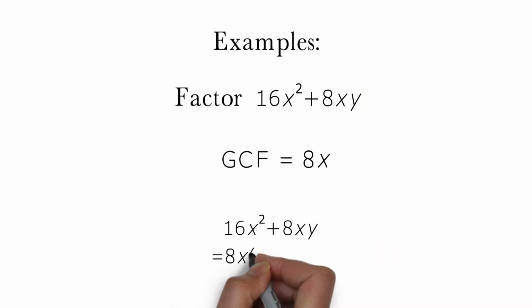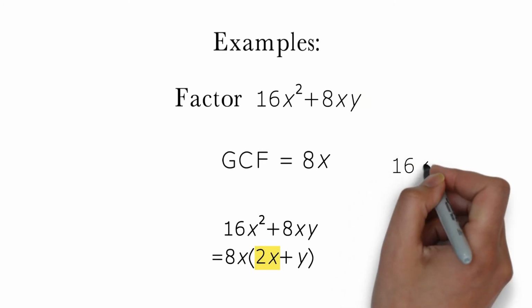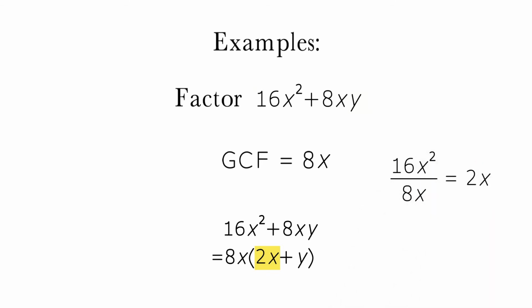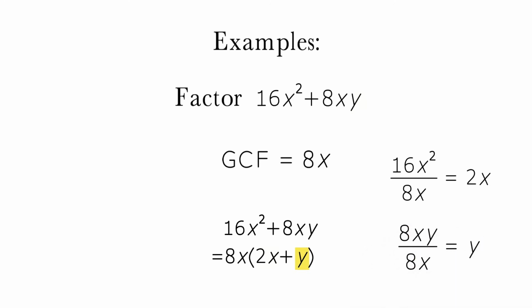To factor the expression, we divide each term by the greatest common factor, therefore the expression 16x squared plus 8xy can be factored as 8x multiplied by 2x plus y. The first term in the brackets was obtained by dividing 16x squared, which was the first term in the original expression, by the greatest common factor of 8x to produce 2x. Similarly, the second term in the brackets was obtained by dividing 8xy, which was the second term in the original expression, by the greatest common factor of 8x to produce y.